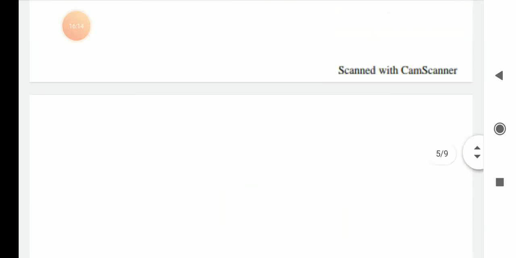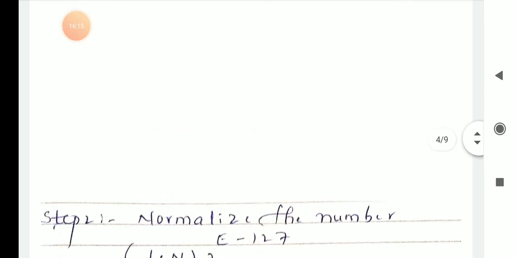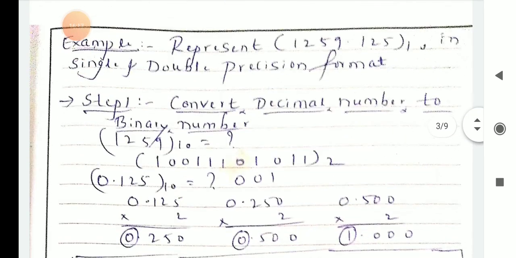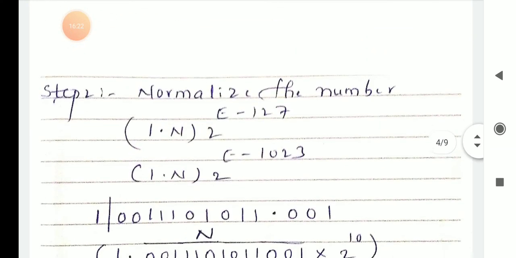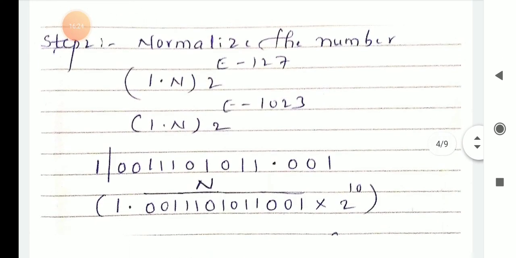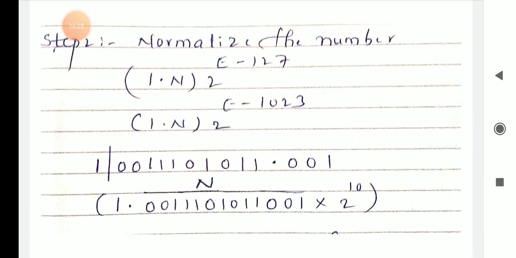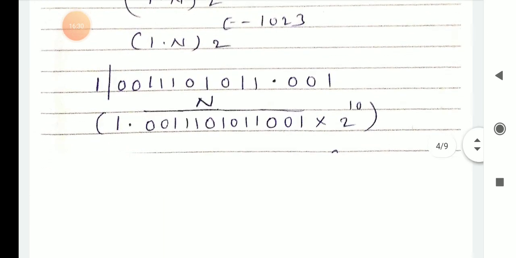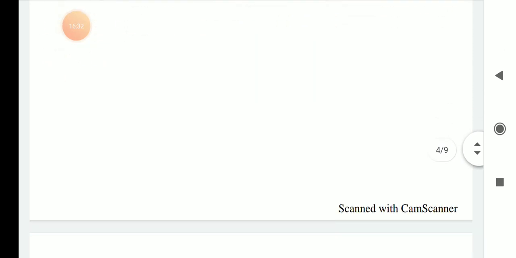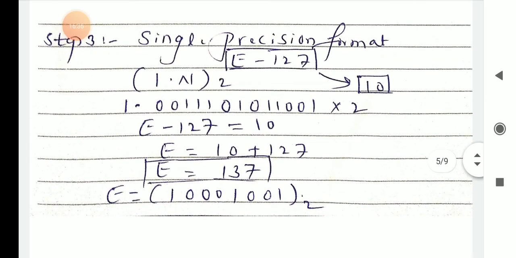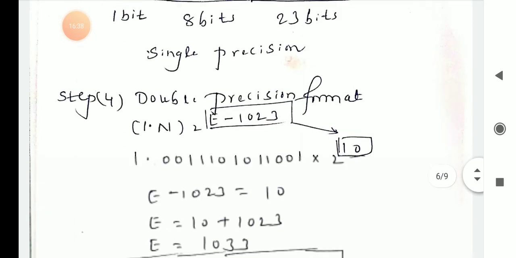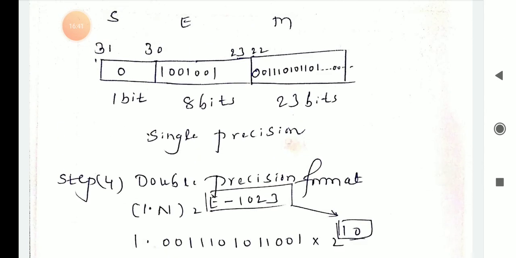First, convert the decimal into binary. Then normalize the number. Take the formula for single precision and double precision, then compare that e minus 127 is equal to the 2 raised to 10 answer. Solve that mathematically, then write the single precision format and put the value inside that format.